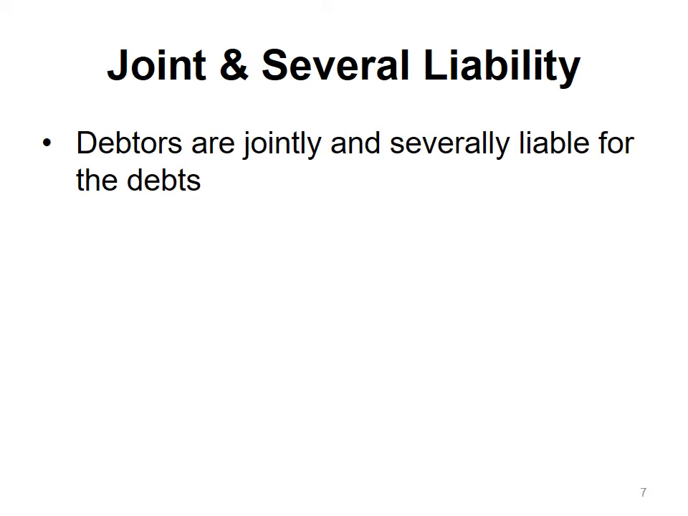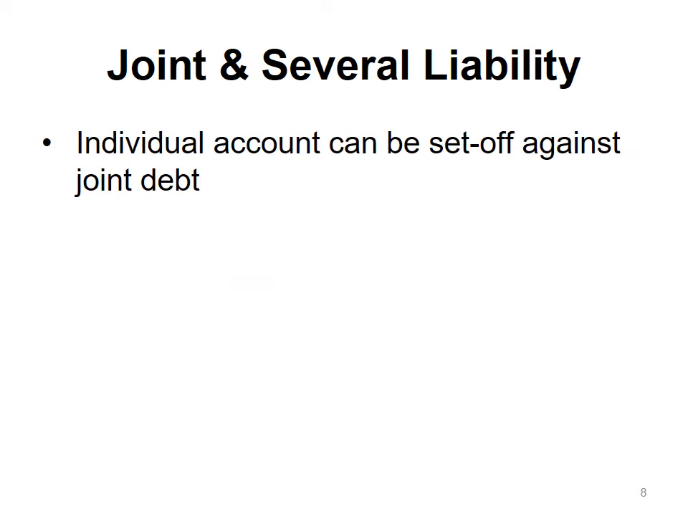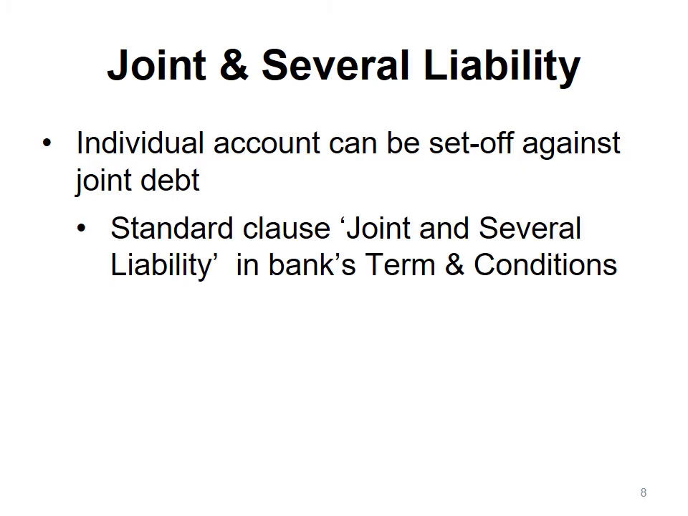Joint and several liabilities. Debtors are jointly and severally liable for the debts. Banks can bring more than one legal action against debtors if it is not satisfied with the first action. An individual account can be used to offset against the joint debt. So this is the standard clause, joint and several liability, in the bank terms and conditions. In short, we call it T&C.